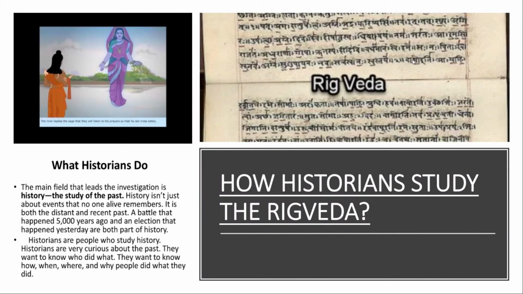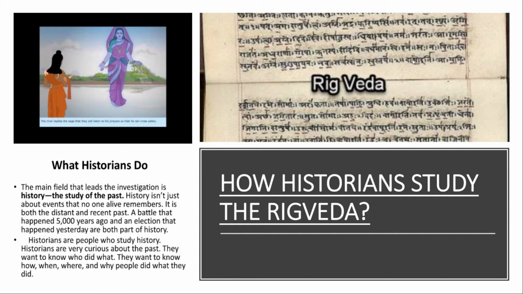After this topic, the next topic is how historians study the Rig Veda. The main field that leads the investigation is history, the study of the past. History isn't just about events that no one alive remembers. It is both the distant and recent past. A battle that happened 5,000 years ago and an election that happened yesterday are both part of history. Historians are people who study history.